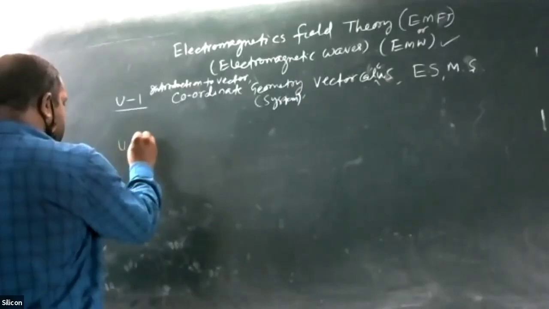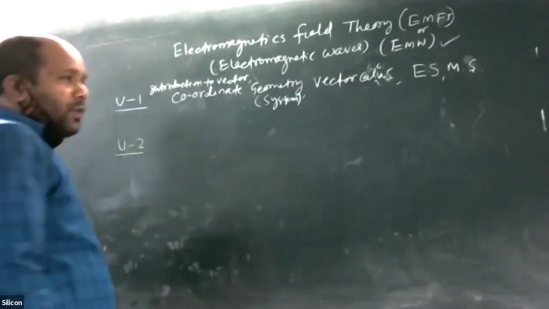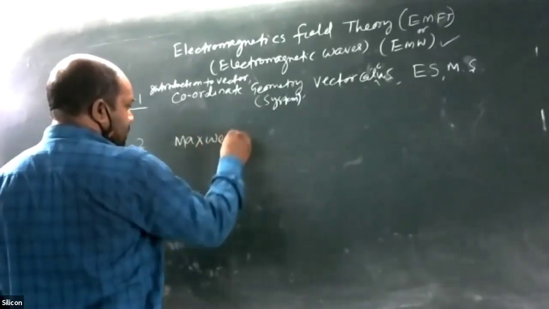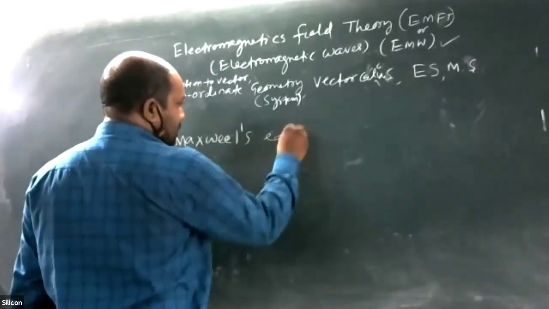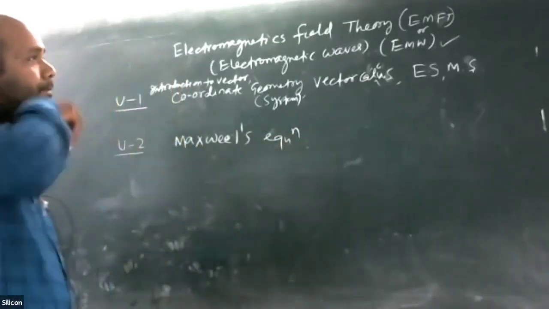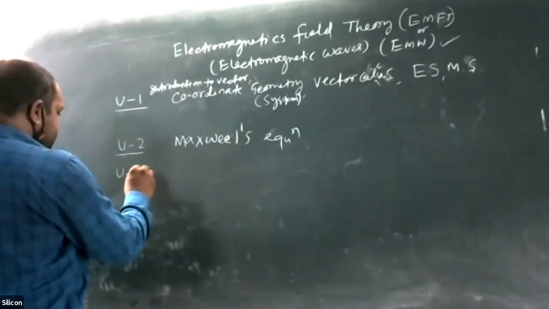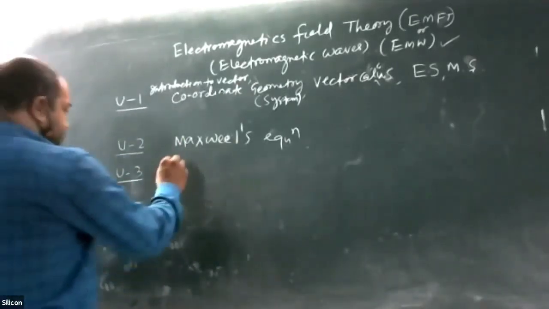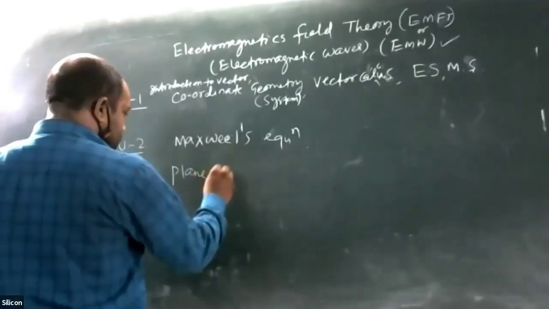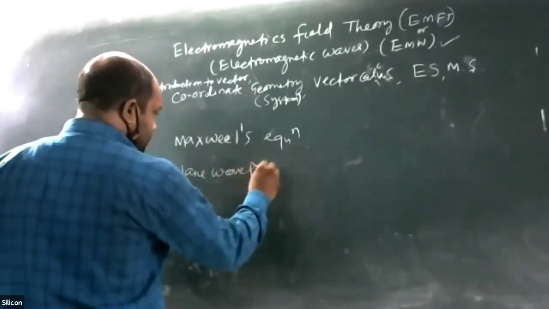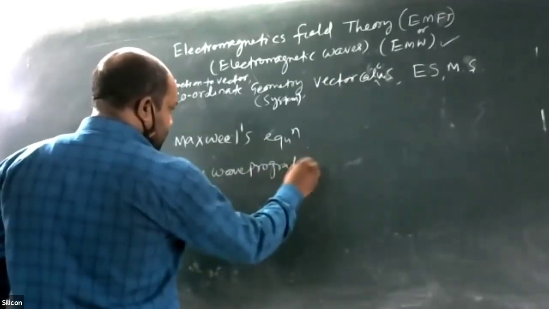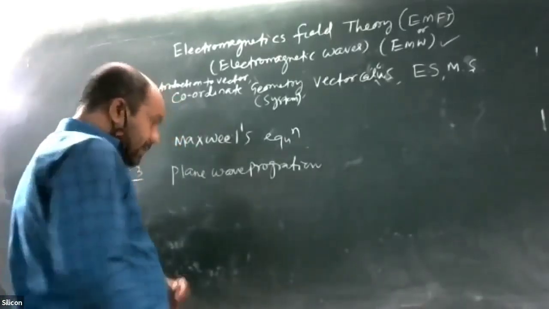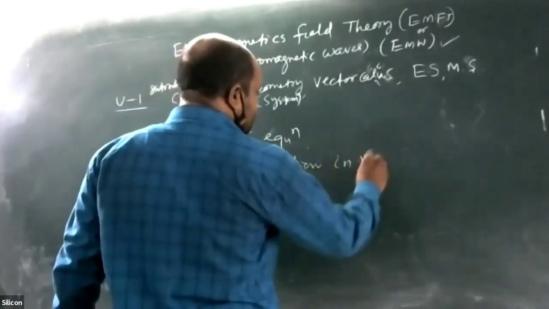Unit 2 is Maxwell's equation. And unit 3 is plane wave propagation in different medium, in various medium.